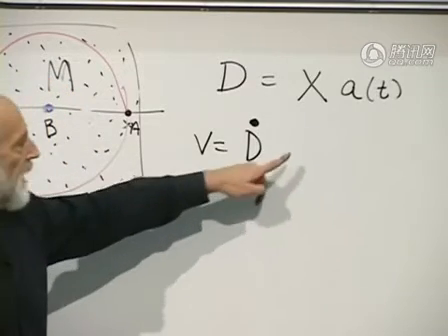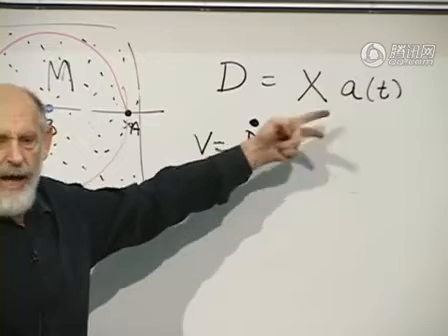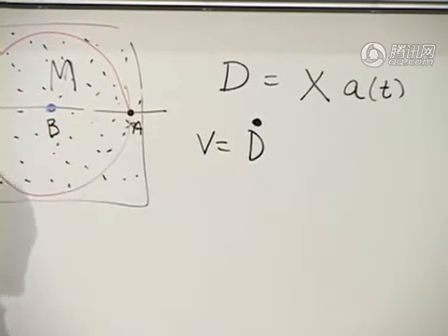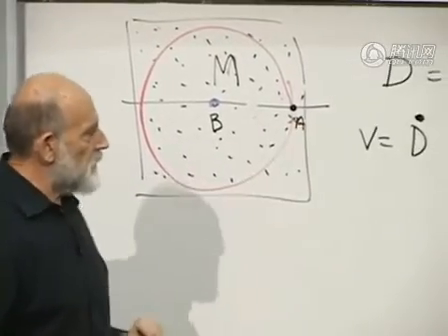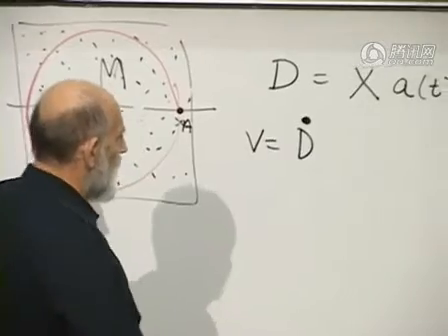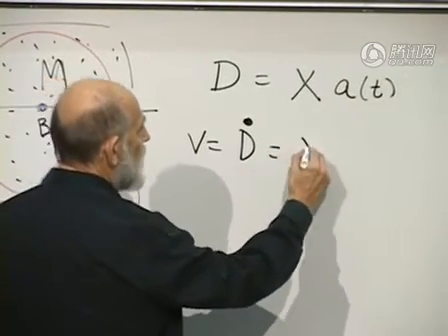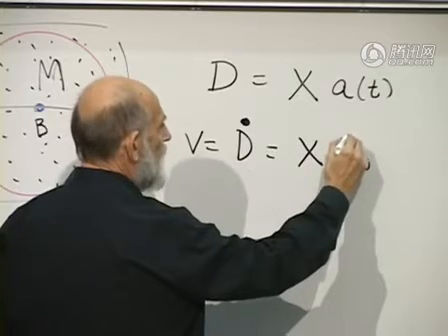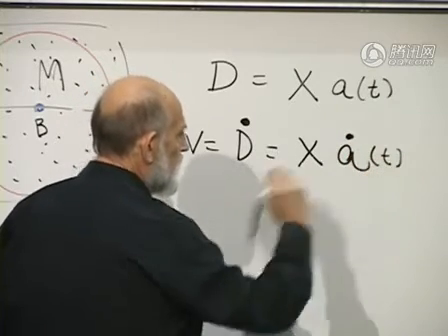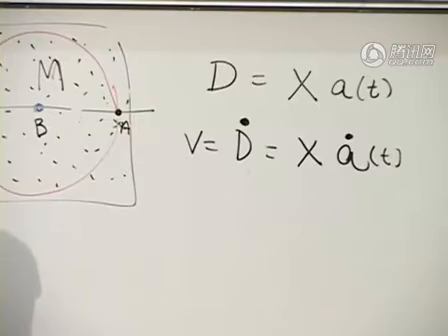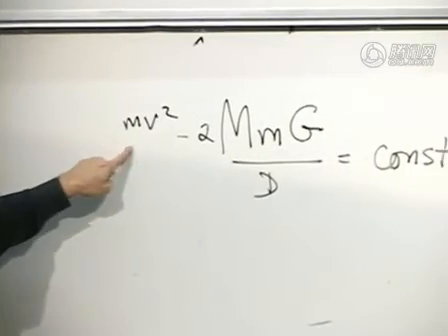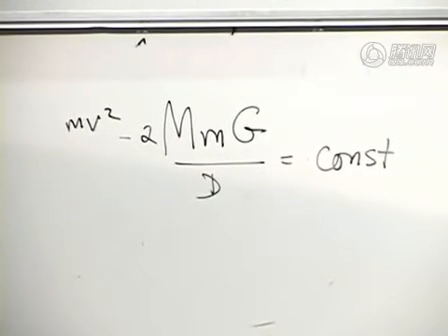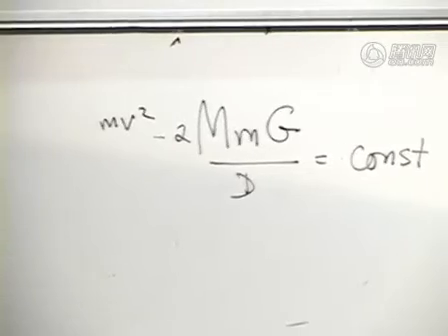Now, does x change with time? No, x is just the coordinate fixed, embedded inside Alice, moves with Alice. So x does not change with time, but a can change with time. That's equal to x times a dot of t. Let's use that in this equation over here for this particular galaxy. This is all we need. Incidentally, let's go one step further before we move to this board.